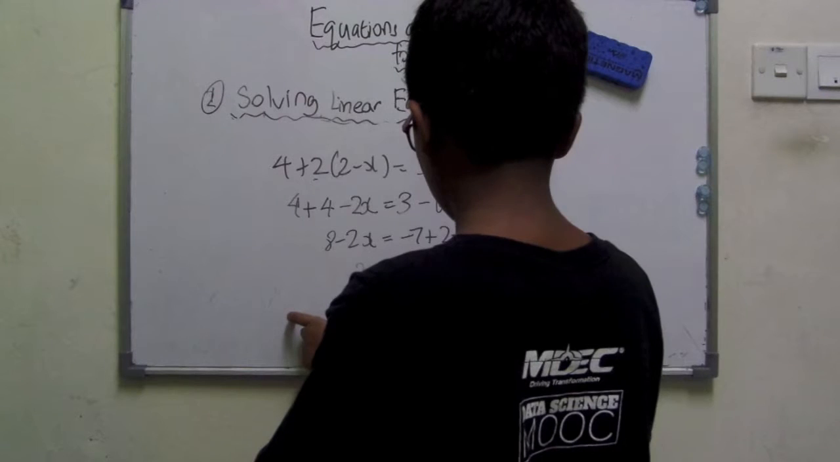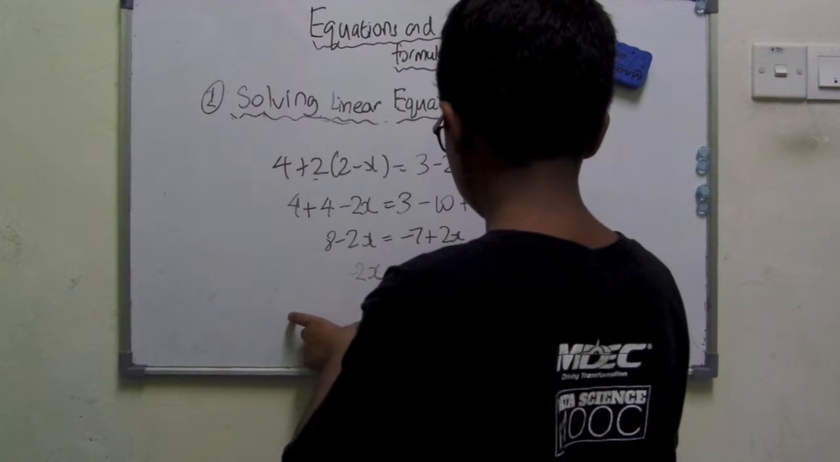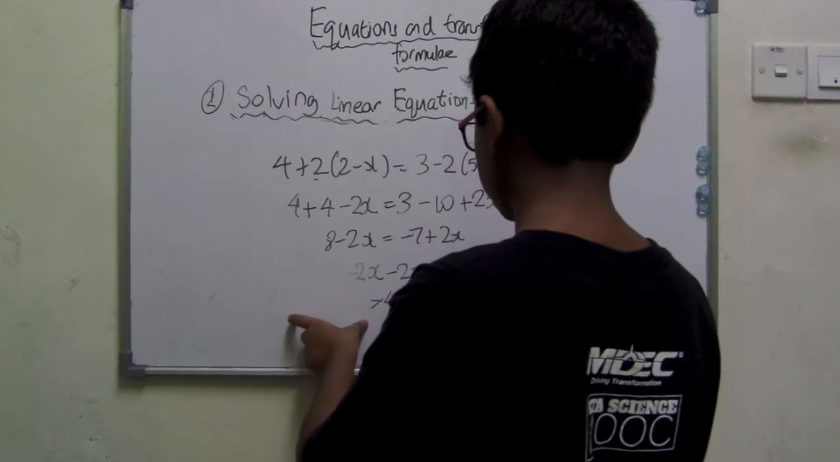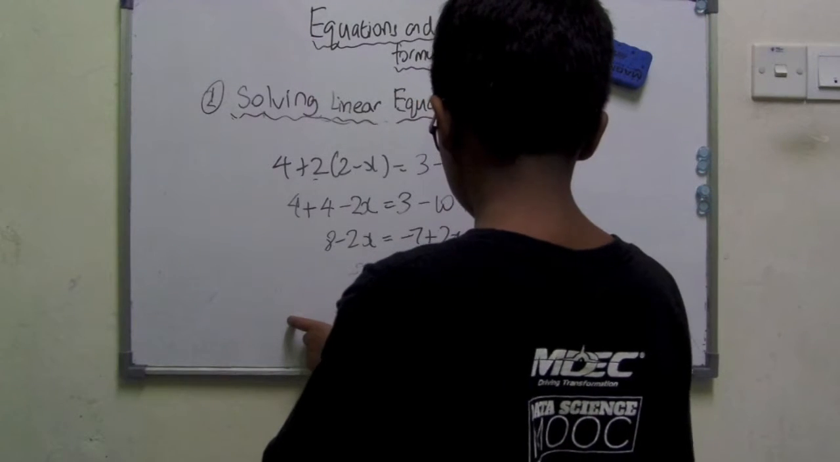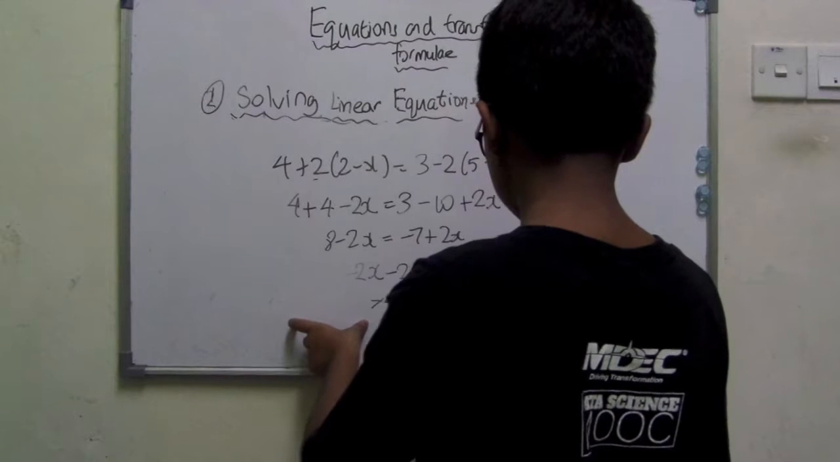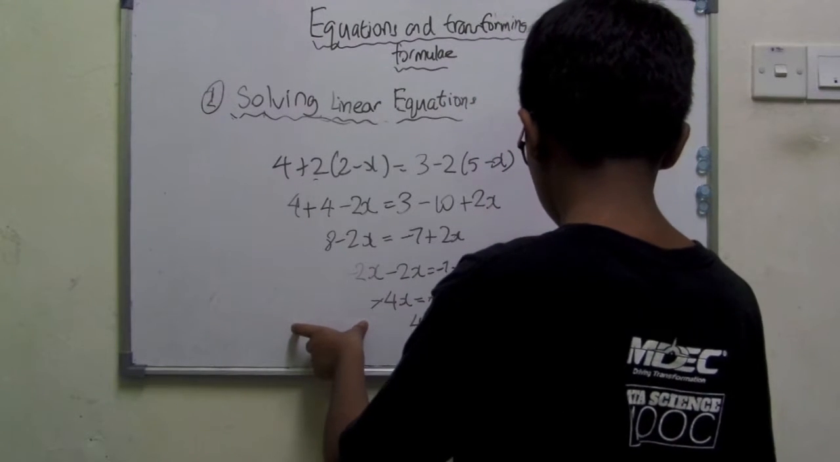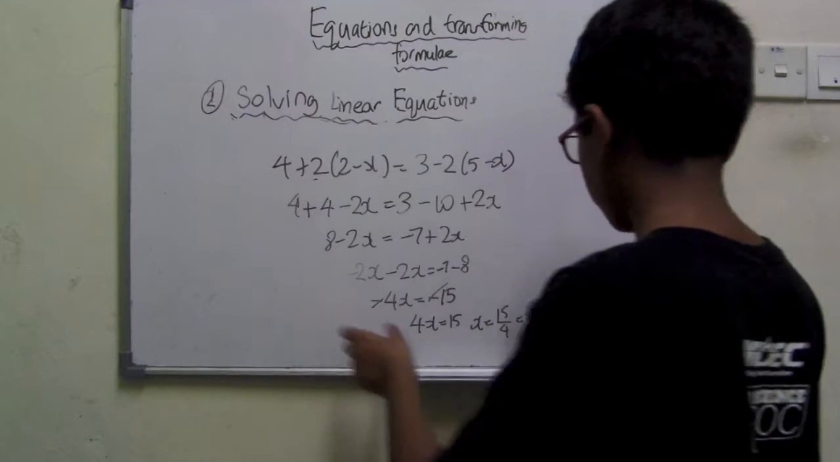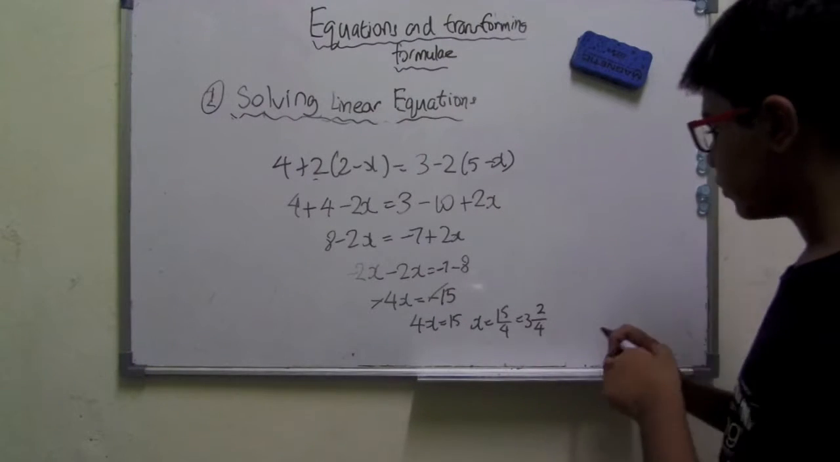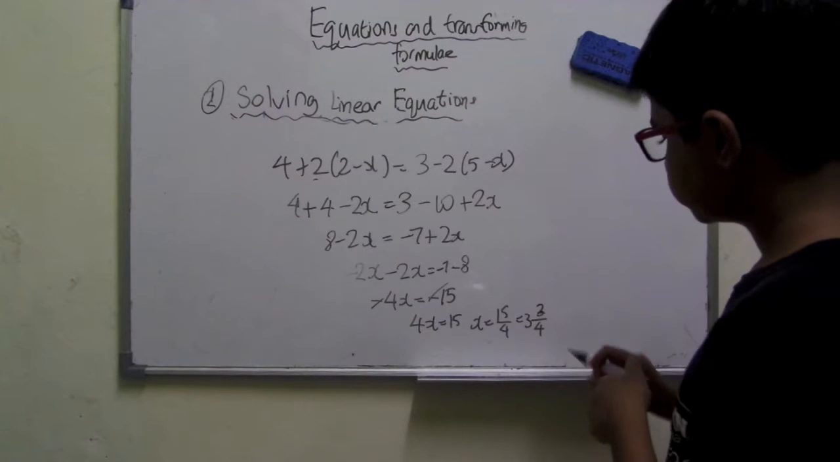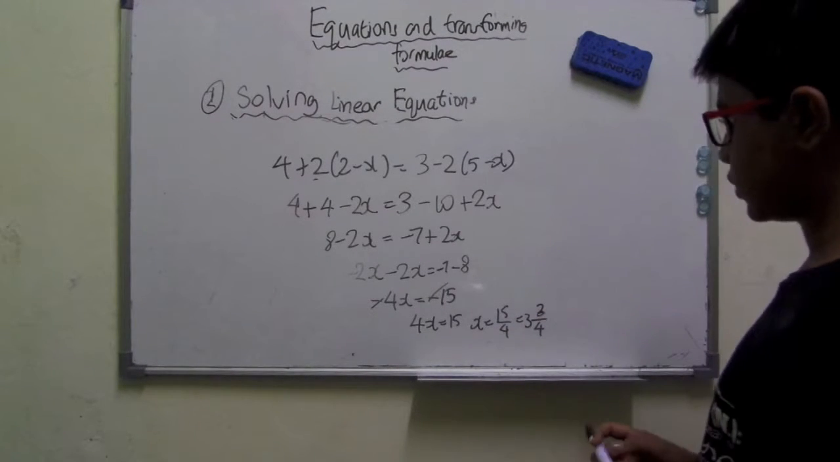So that's negative 4x equals negative 15. And cut the minus and minus off. So 4x equals 15 and x equals 15 over 4. Which is 4 times 3 is 12, 2 over 4. So that's 3 and 2 over 4. Wait, that's 3 over 4, sorry. 4 times 3 is 12, 12 plus 3 is 15. So 3 over 4 is the value of x.